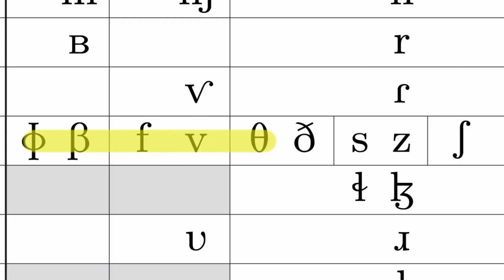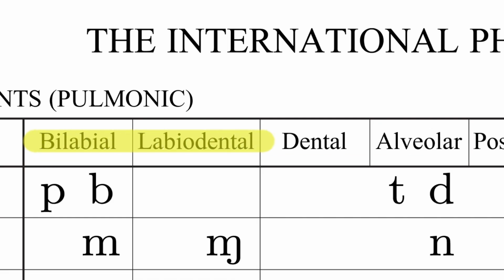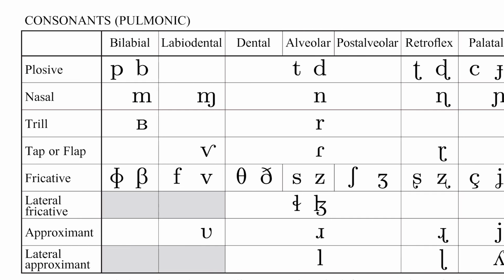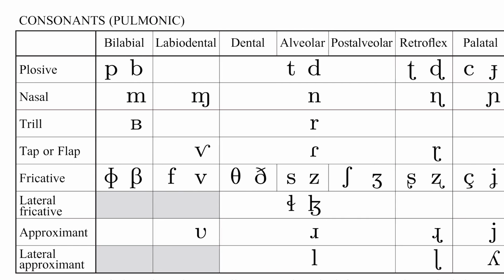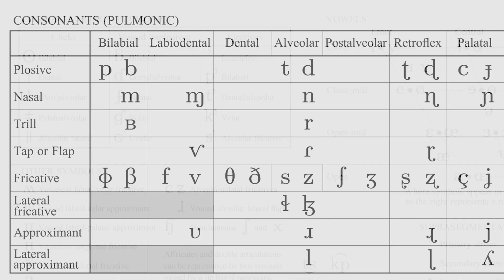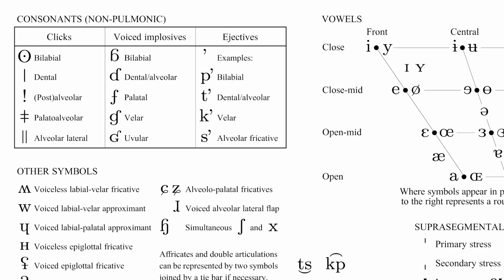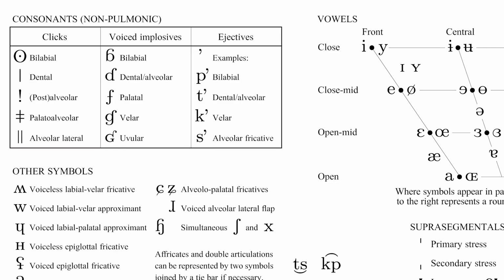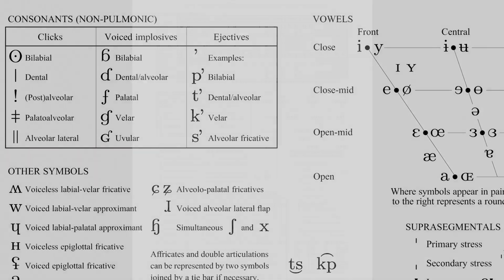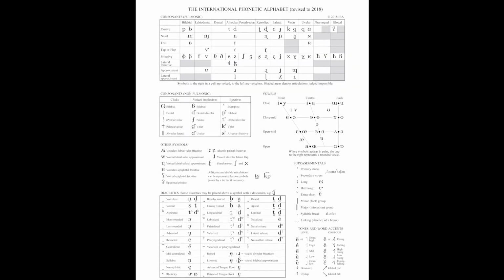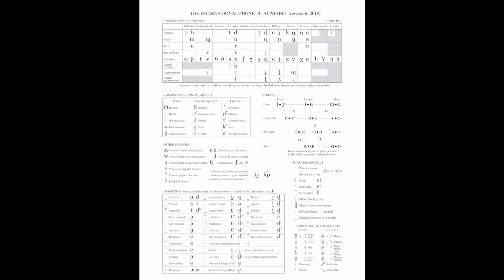Now, the IPA doesn't just provide us with symbols to represent all of these sounds. It also provides us with clear, descriptive, and technical terms by which we can describe them. For example, the technical term for my personal favorite sound, the brr, is a voiced bilabial trill. And by the end of this video, you'll have a much clearer understanding of how IPA symbols get their technical names.